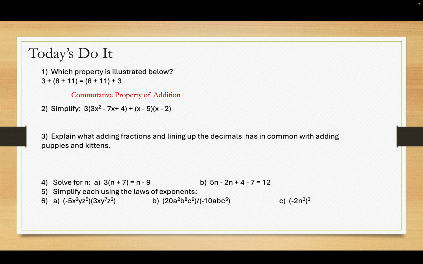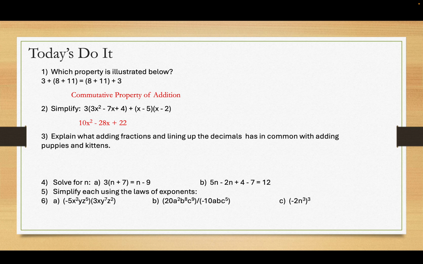Next one, I have to distribute the 3 to 3x squared minus 7x plus 4. And then double distribute x minus 5 times x minus 2, which that little part of it works out to x squared minus 7x plus 10. Then I need to put all of the terms together. That gives me 10x squared minus 28x plus 22.